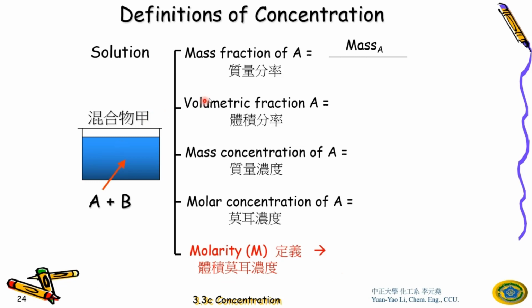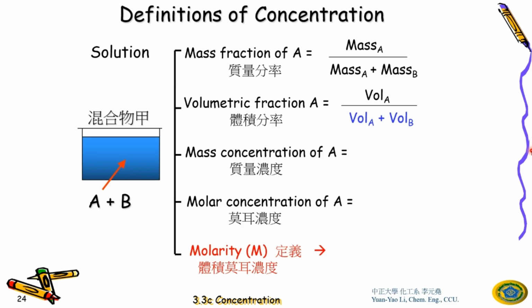The first one is called the mass fraction of A. The mass fraction of A is the mass of A divided by what? Divided by mass of A plus mass of B. This is the example of a mixture of A and B. If you have a mixture of A, B, C, D, E, F, G, then you sum the mass of A through G. How about the volumetric fraction? This is the volume of A divided by volume A plus volume B.